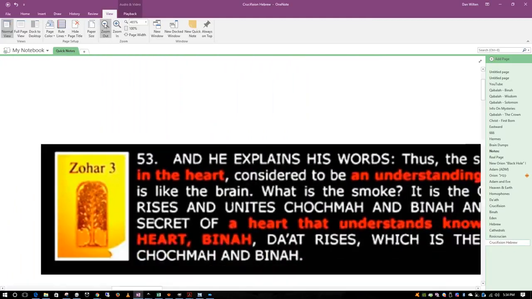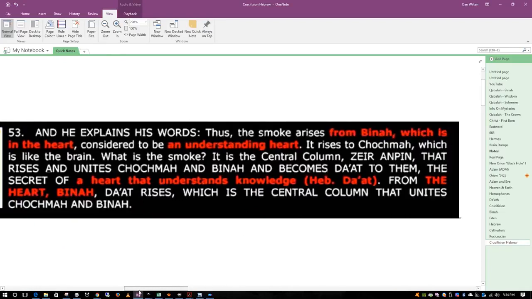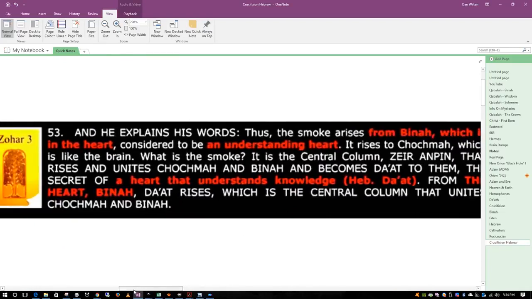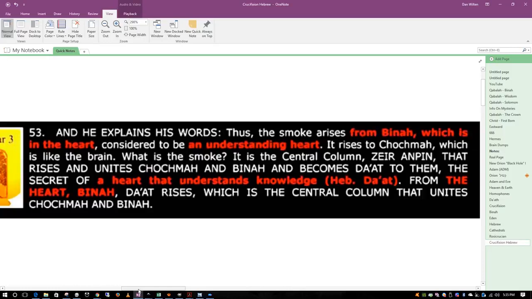And so if we take a look at the Zohar here, if I read this to you, it says, and he explains his words, thus the smoke arises from Bina, which is in the heart, considered to be an understanding heart. It rises to Chokmah, which is like the brain. What is the smoke? It is the central column, Zer Anpin, that rises and unites Chokmah and Bina and becomes Da'at to them, the secret of a heart that understands knowledge. From the heart, Bina, Da'at rises, which is the central column that unites Chokmah and Bina.